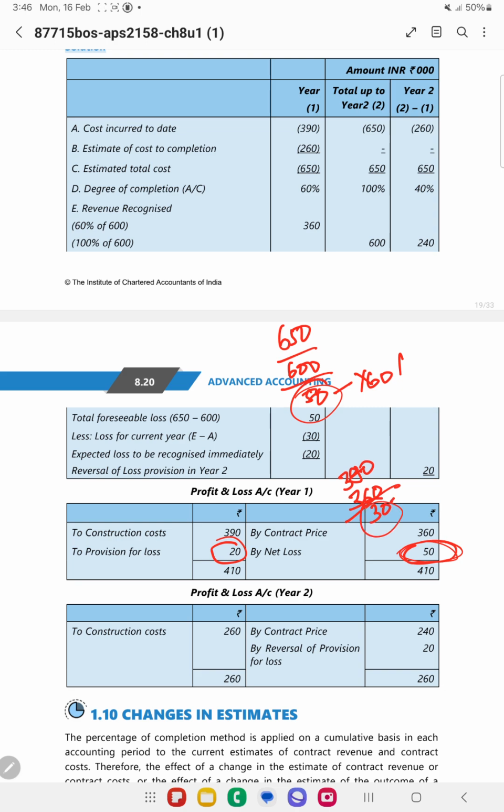So whatever 30 is there, that is the actual loss incurred for the year. For the remaining loss, that is 20, I'm going to create a provision. This provision will get reversed in the next year. Basically what will happen next year, the construction cost is 260 and the contract price is 240. So whatever loss is there, that will get reversed.